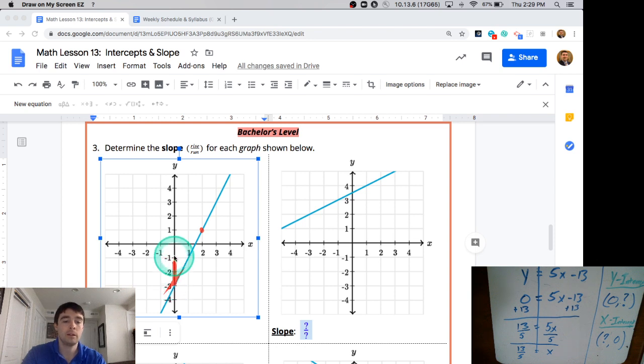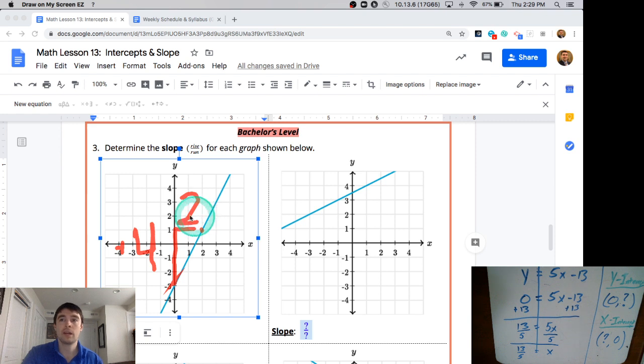So what I'm going to do is count how much I had to move up by. If I were at that first point and I went straight up and then straight sideways, how much did I have to go up by and how much sideways? I counted up by 1, 2, 3, 4 units. So we'd say it went up by 4 units. And then I also went right by 2 units.